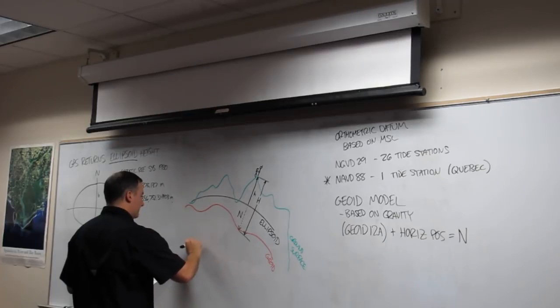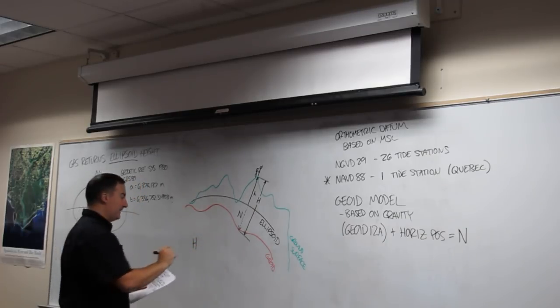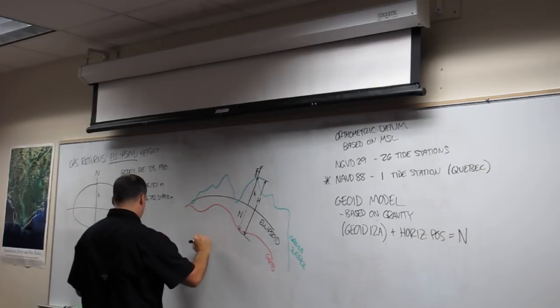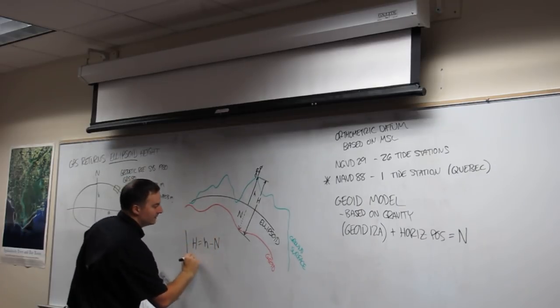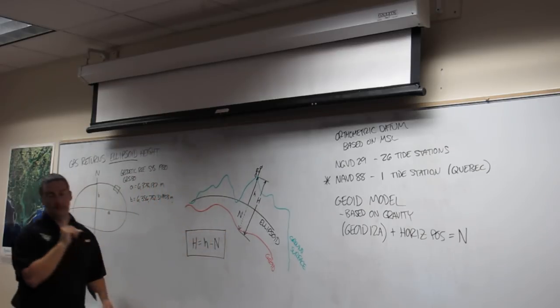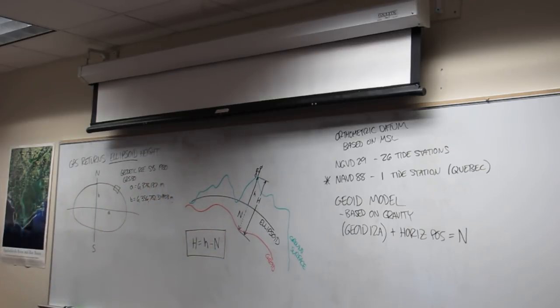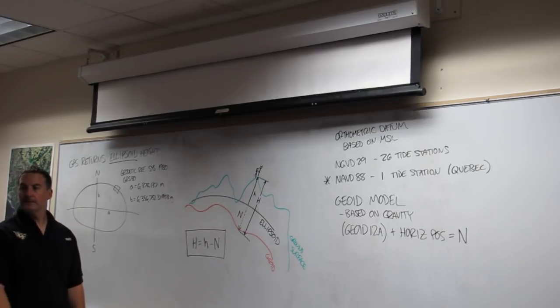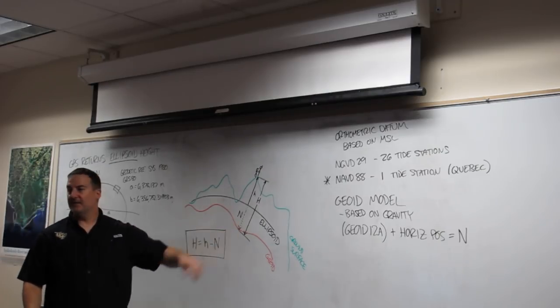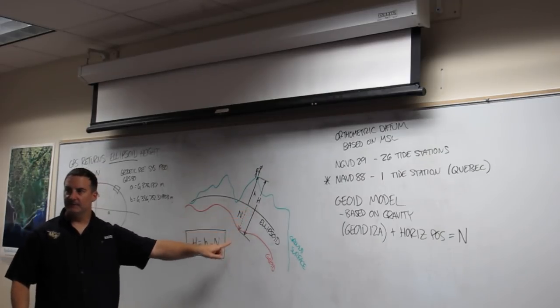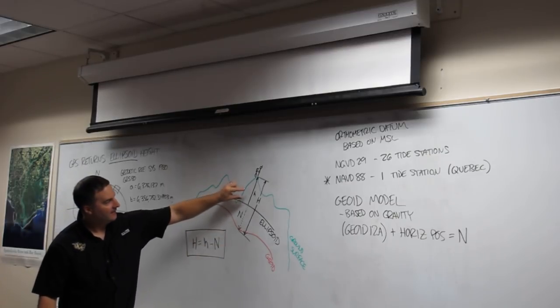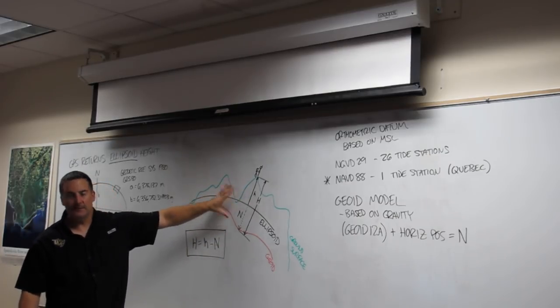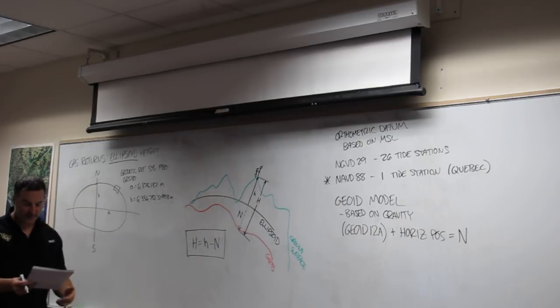So our elevation or height above the datum is equal to little h minus N. See, in this case, N is negative because it's below the ellipsoid. So it would be little h minus negative N, which would give us big H, and that's the height above the datum.